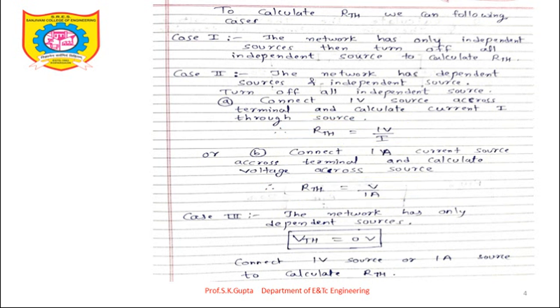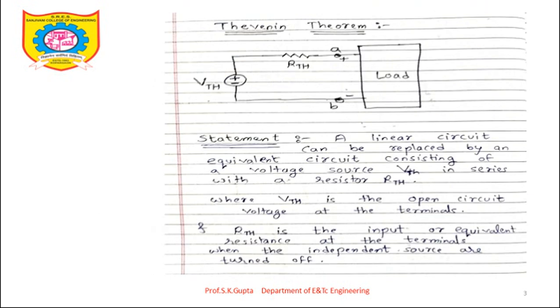Now the third case is when the network has only dependent sources. There is no independent source. So in that case our VTH value is always 0. No need to calculate. VTH is by default 0, but RTH will be there. So for calculating RTH, yes, you can connect a 1 volt source and calculate the current, or you can connect a 1 ampere source and calculate the voltage, and then RTH is given by 1 volt upon current, or voltage upon 1 ampere. Okay. So these are the three cases.